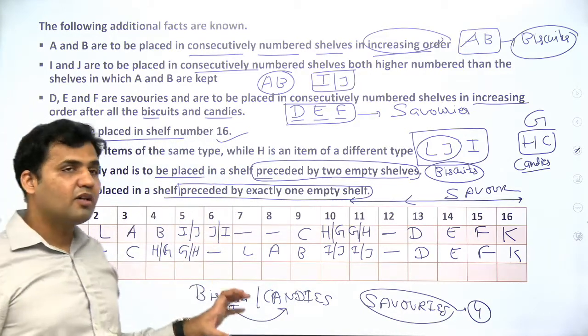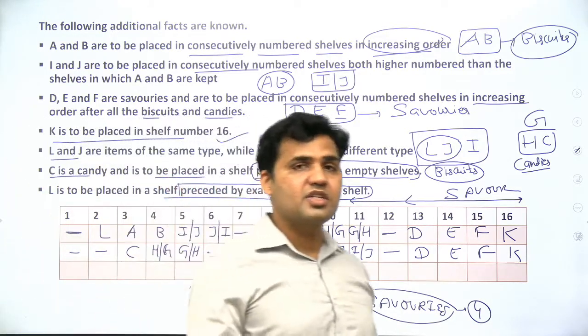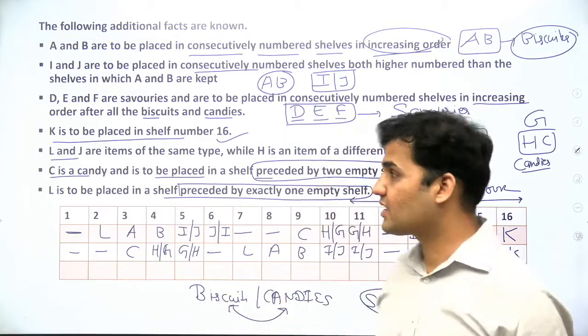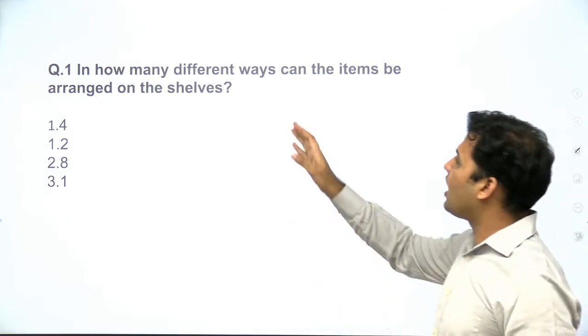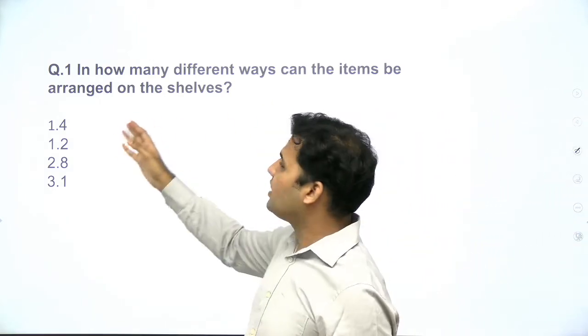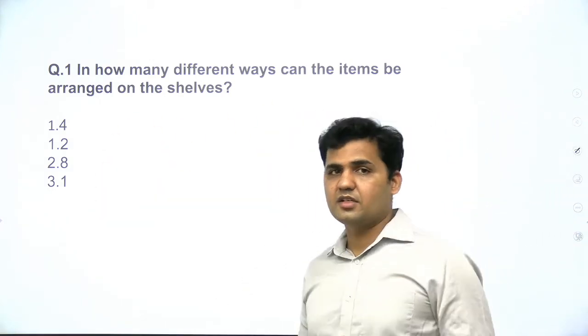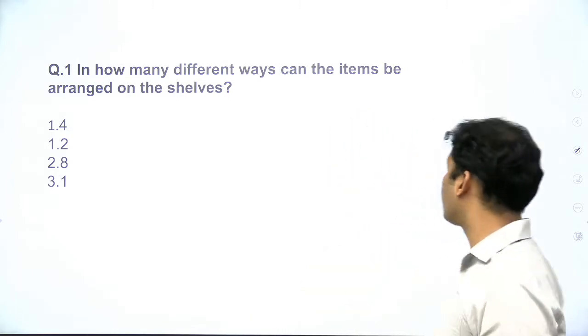Now once you work out all the possibilities, you can straight away go to the questions and see what type of questions they are asking, and accordingly you can answer them. Let's go to the first question, guys. The question says, in how many different ways can the items be arranged on the shelves? So 12 items, in how many different ways are they supposed to be arranged?